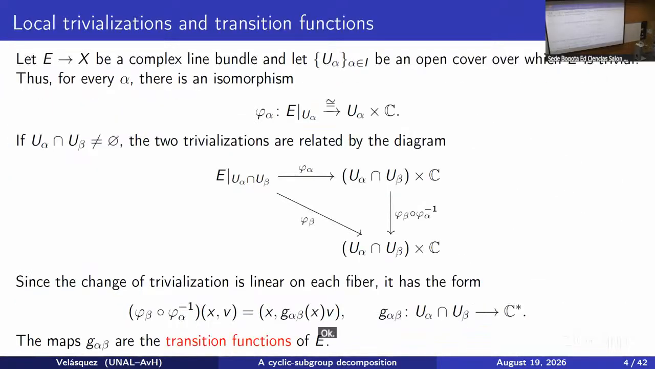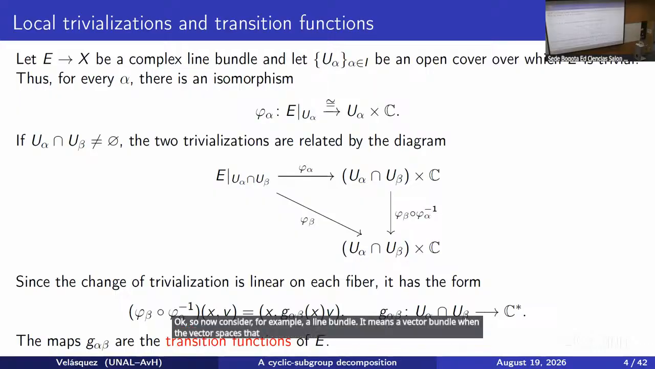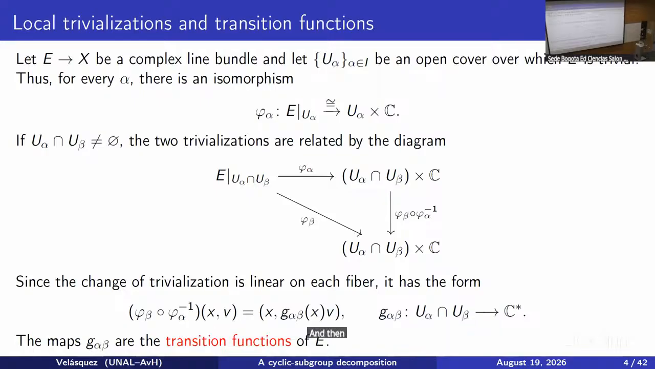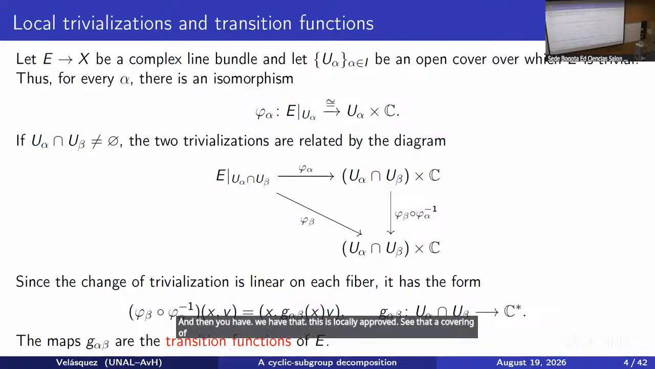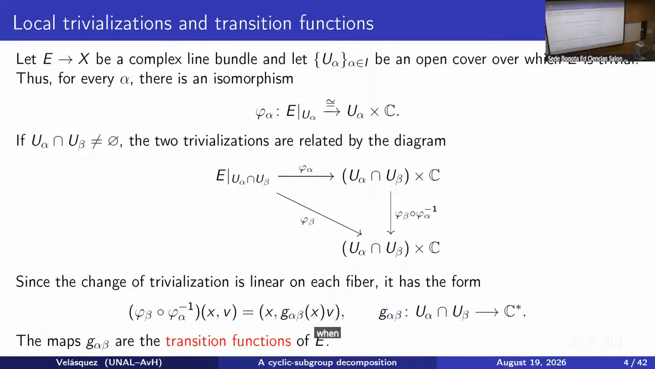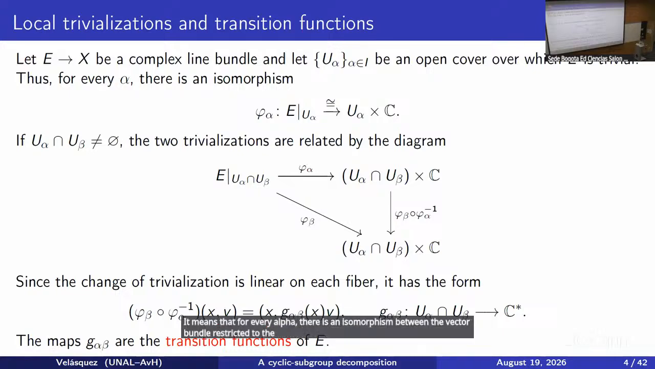Okay. So now consider, for example, a line bundle. It means a vector bundle where the vector spaces that we are attaching are all of dimension 1. It's a line bundle. And then we have that this is locally a product. Then consider a covering of the space where in each of these elements the bundle is trivial. It means that for every alpha there is an isomorphism between the vector bundle restricted to the open set and a product.